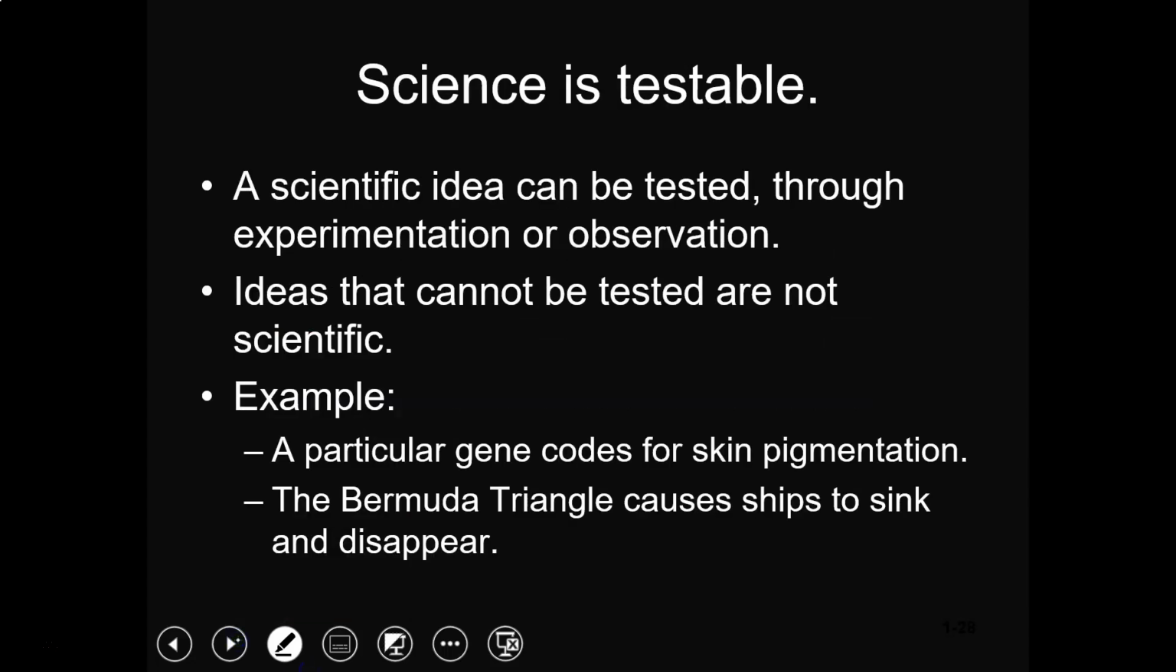all right. The next thing, science is testable. We do experiments to test science. If you can't test it, it's not science. Magic. So we can test things like genetics. We can't test the Bermuda Triangle.